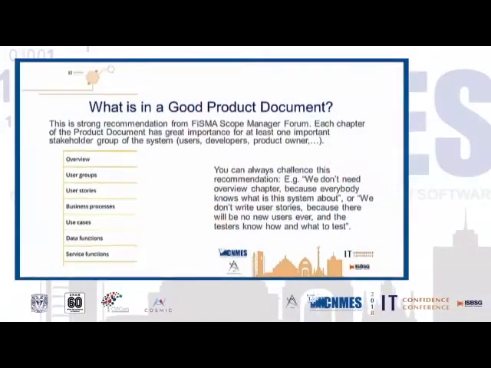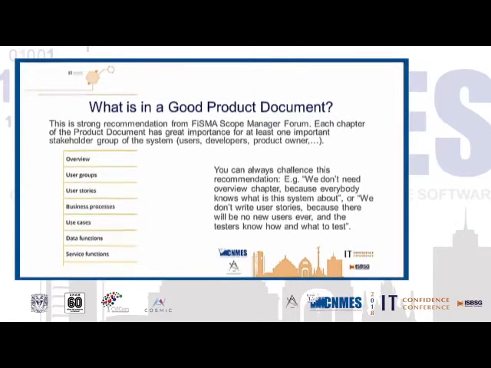Okay, but those things we need to think, okay, what is in a good product document? In FISMA Scope Manager Forum, it's a group of a little bit less than 100 people who are all metric specialists and understanding these things. We have a lot of discussion that what should be in a good document so that the software can be developed. That's the most important thing there. But also that it's easier to measure things and so on.